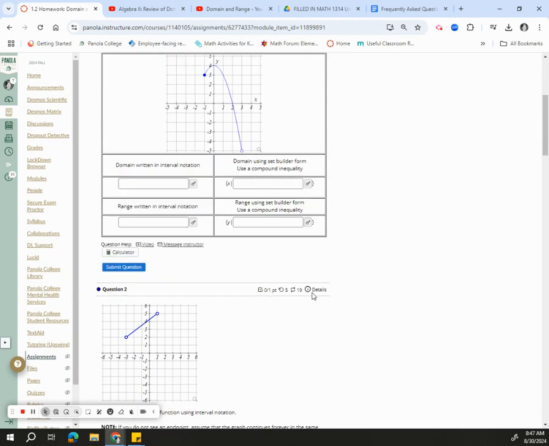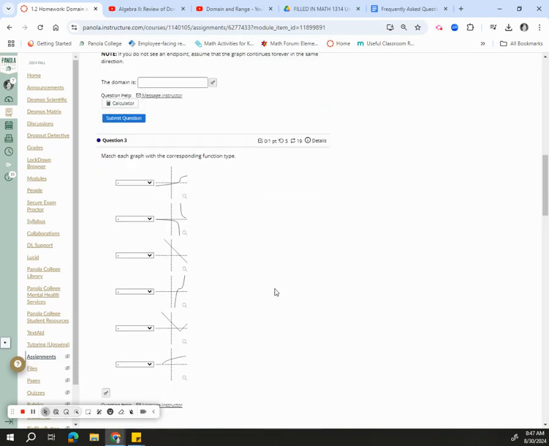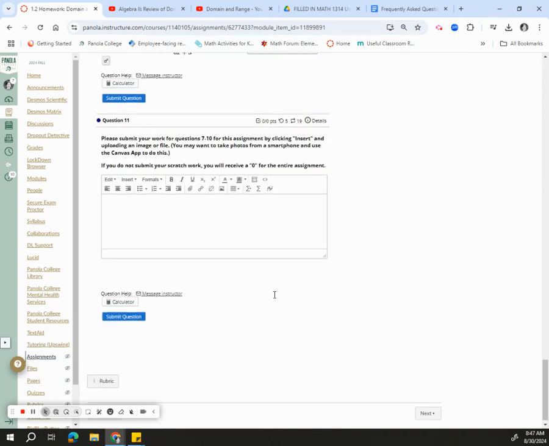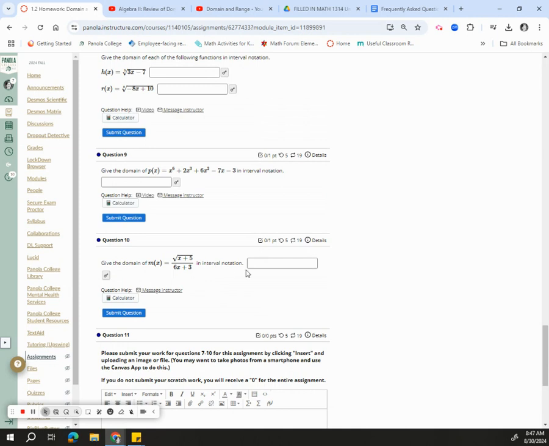I've had several people email and ask about number 10 on 1.2. Here's number 10. It says give the domain of m of x equals the square root of x plus 1 in the denominator and 6x plus 3 in the numerator. So we want to give the domain.